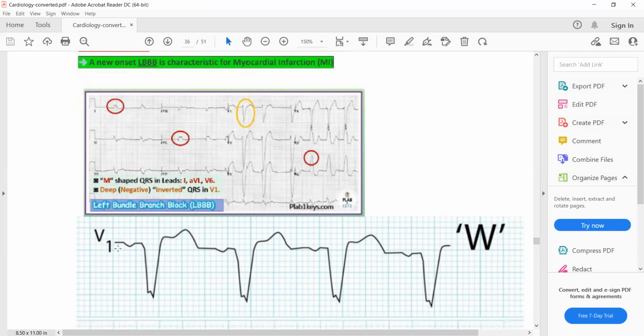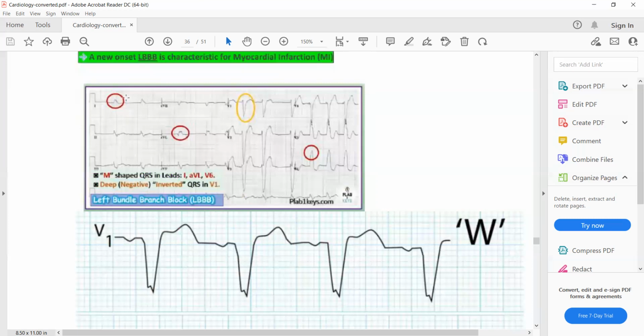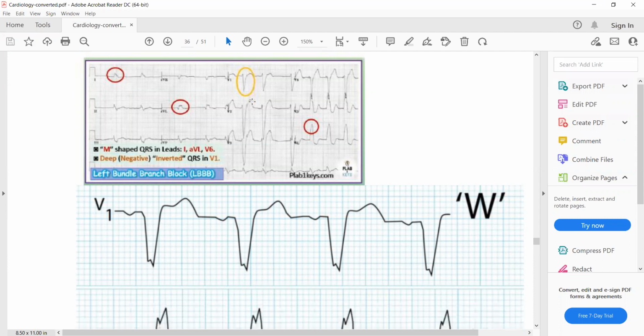You can see in this ECG as well that there are broad QRS complexes in 1, AVL, and V6. So M-shaped or broad QRS complexes in three lateral leads, which are 1, AVL, and V6. So will it be lateral MI? Yes, it can be lateral MI. And with a deep inverted QRS complex in V1, our diagnosis will be left bundle branch block.